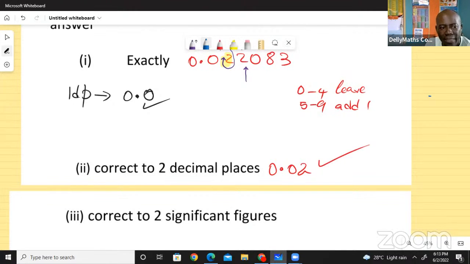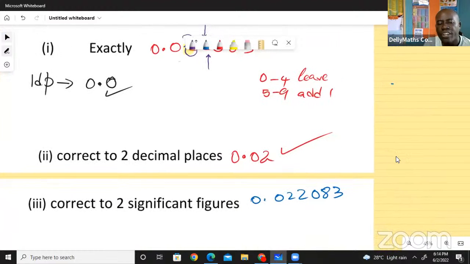Now, when you're looking at this figure, let me write it here: 0.022083. Significant figures start from the first non-zero digit from left to right. So that would be the number 2 here, which is the first significant figure. So it's not decimal place, it's significant figure. The first significant figure is never 0.